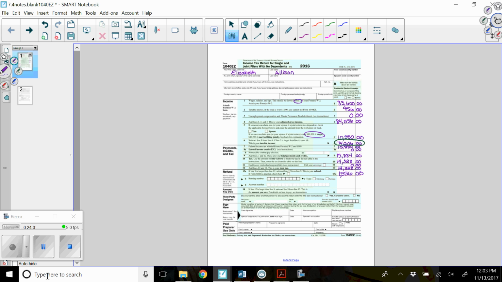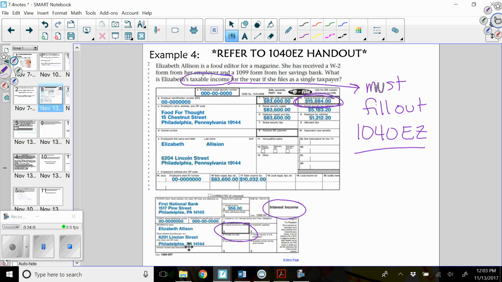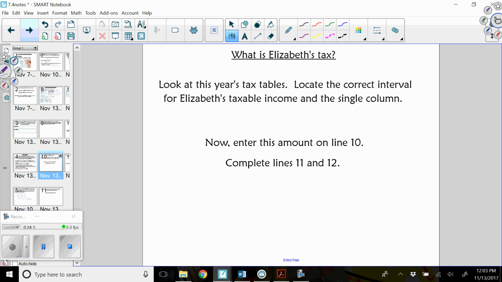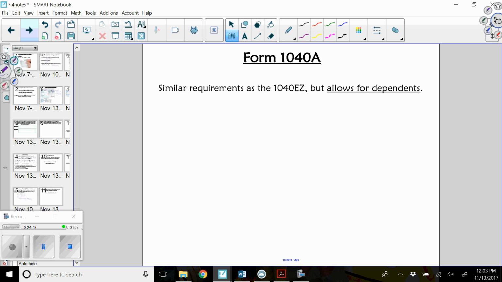All right, let's come back to the notes. It's great, isn't it? All right. Guys, the rest of these notes was me trying to take you through step by step, but we already just talked about all this stuff. So let's move on to the 1040A. It's another type of form that we're going to fill out.